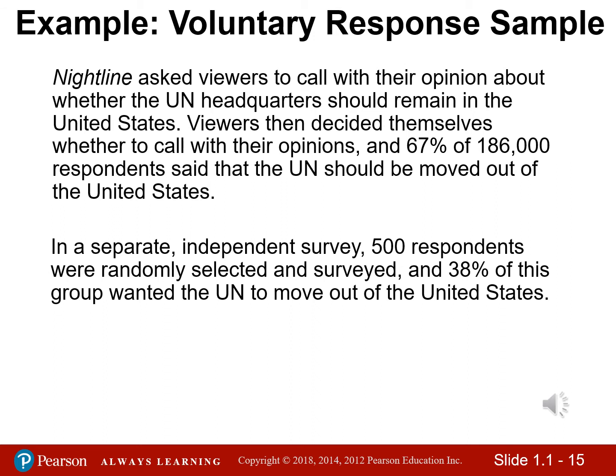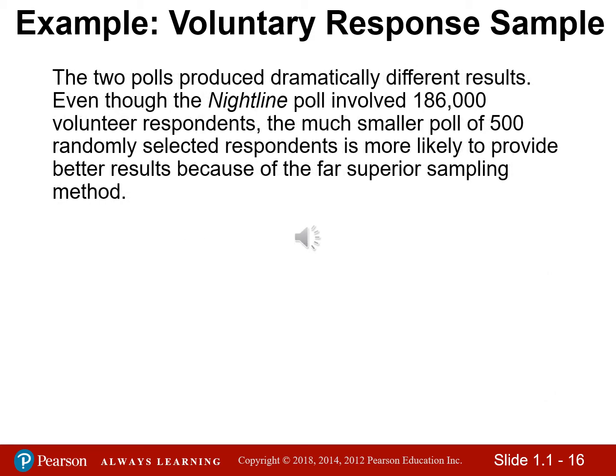The bias in the Nightline poll comes from the possibility that regular viewers of the television show may have a specific political perspective and may feel more inclined to call in to share their opinions. The two polls produced dramatically different results. Even though the Nightline poll involved 186,000 volunteer respondents, the much smaller poll of 500 randomly selected respondents is much more likely to provide far better results because of the superior sampling method used.